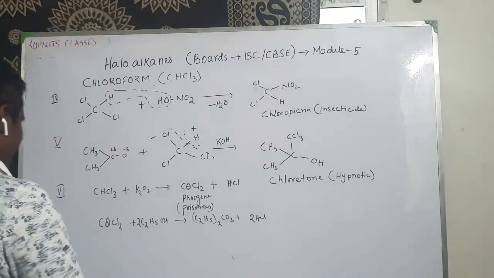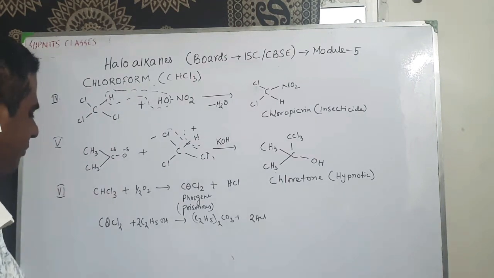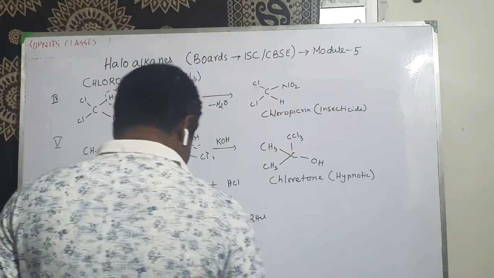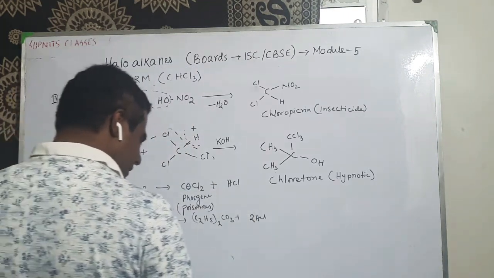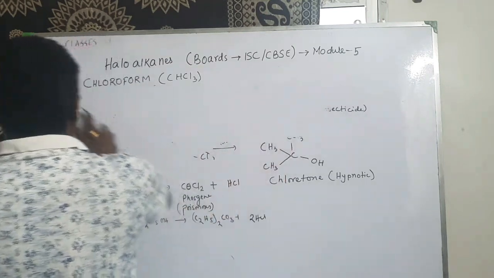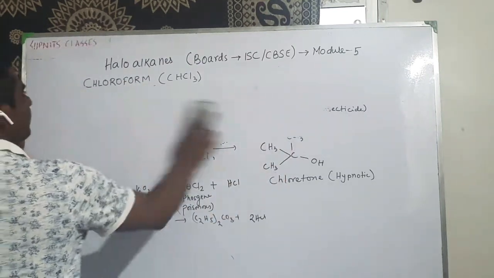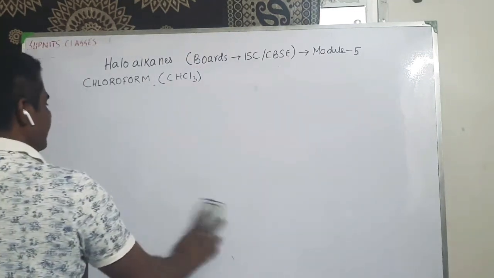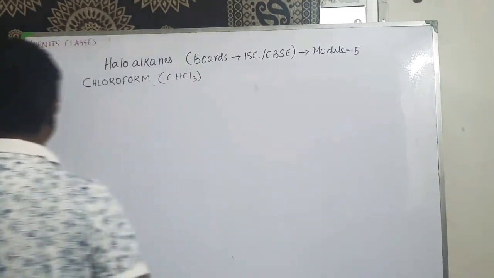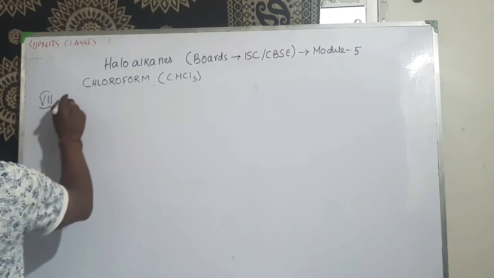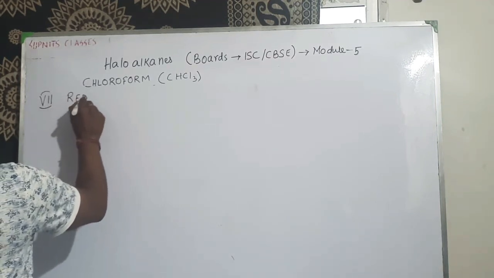So that's it. These are 6 important reactions that we did. Also, there are another 2 reactions we need to do. One is reduction, another is reaction with Ag. Number 7 and 8 reaction is also important over here. So number 7, we'll do reduction of chloroform.